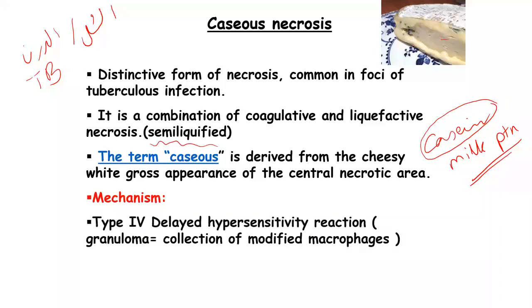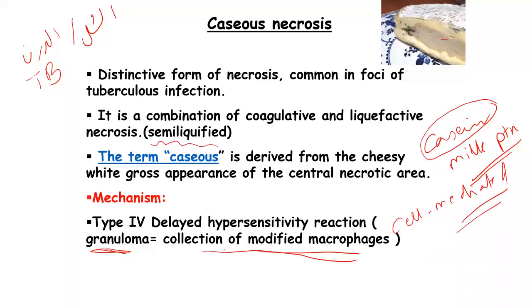Actually, it is related to type 4 delayed hypersensitivity reaction. When you take the hypersensitivity reactions in immunology, you know that there are 4 types. The type 4 one is related to cell-mediated immunity, and the cell-mediated immune mechanism results in formation of a collection of modified macrophages that is called granuloma.